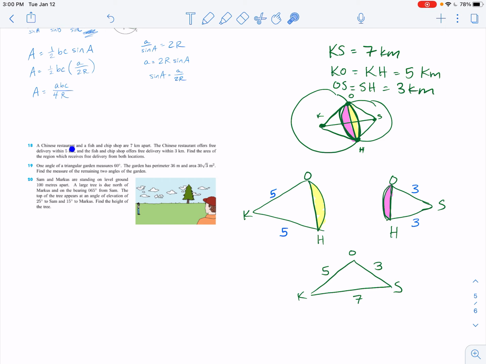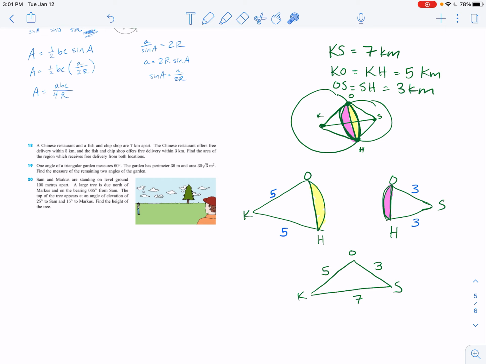There's a Chinese restaurant and a fish and chip shop that are 7 kilometers apart. So one of them is at K and the other one is at S. It says the Chinese restaurant offers free delivery within 5 kilometers. So I said that KO was 5, so that must be the Chinese restaurant, but I don't know that that's really relevant. And then it says the fish and chip offers free delivery within 3 kilometers. So that means there's a circle here with a radius of 3, where inside that circle they'll have free delivery.